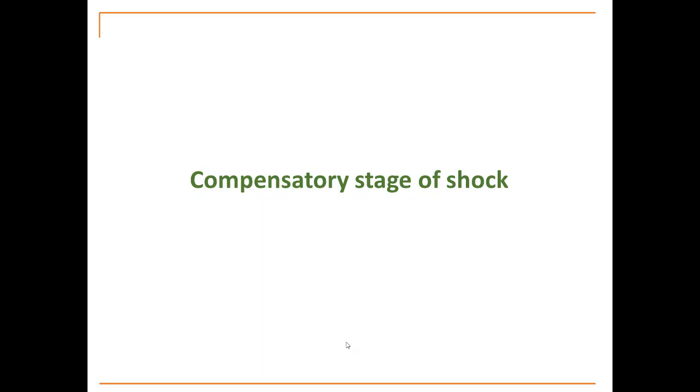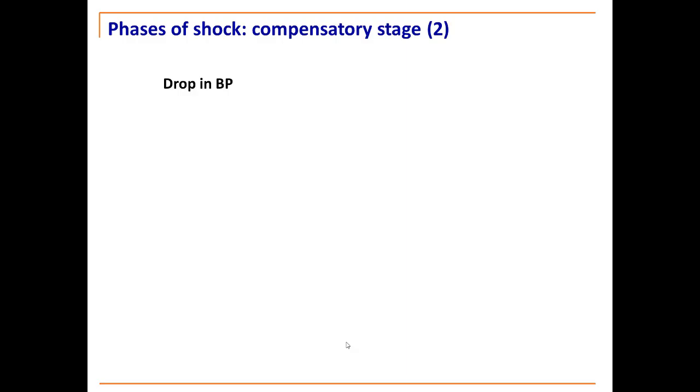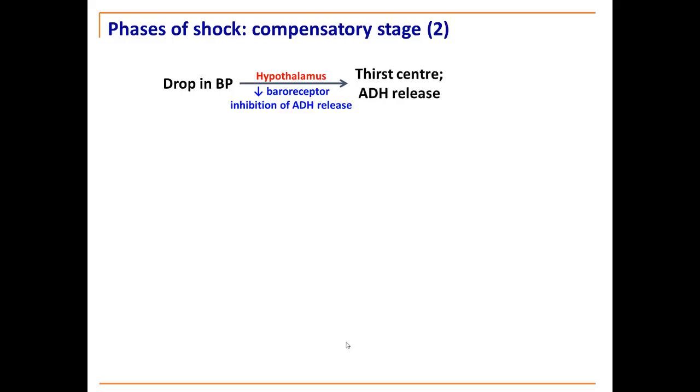And now we move on from the initial stages and into the compensatory stage. So this is where we're now starting to get a drop in our blood pressure. This is detected obviously at the hypothalamus. We're getting baroreceptor inhibition of ADH release, which means we're getting stimulation of ADH release, which tries to increase our blood volume and blood pressure.